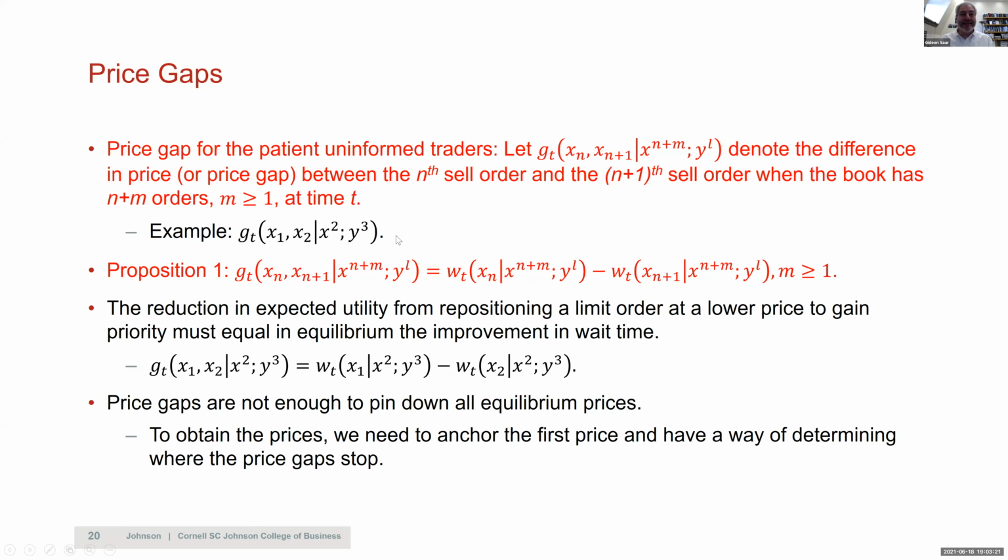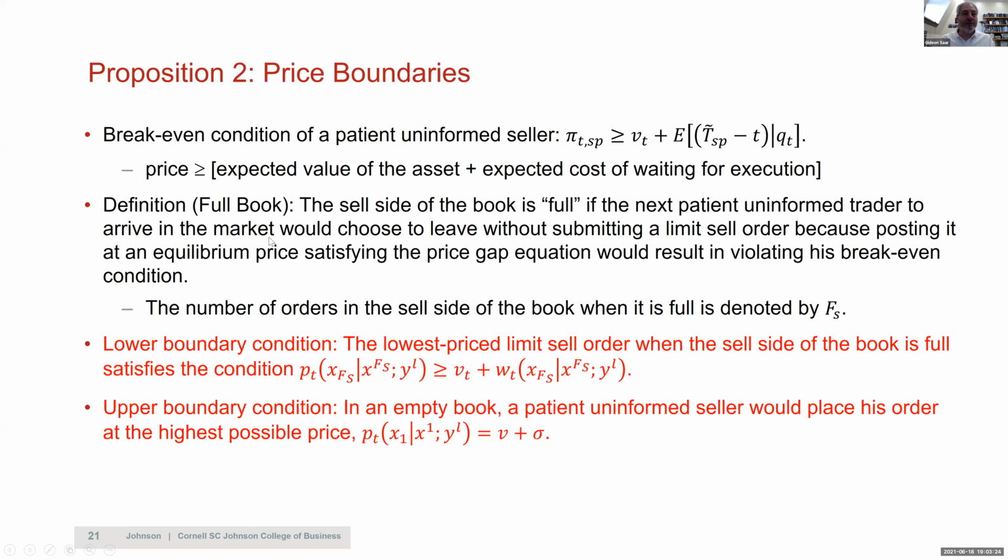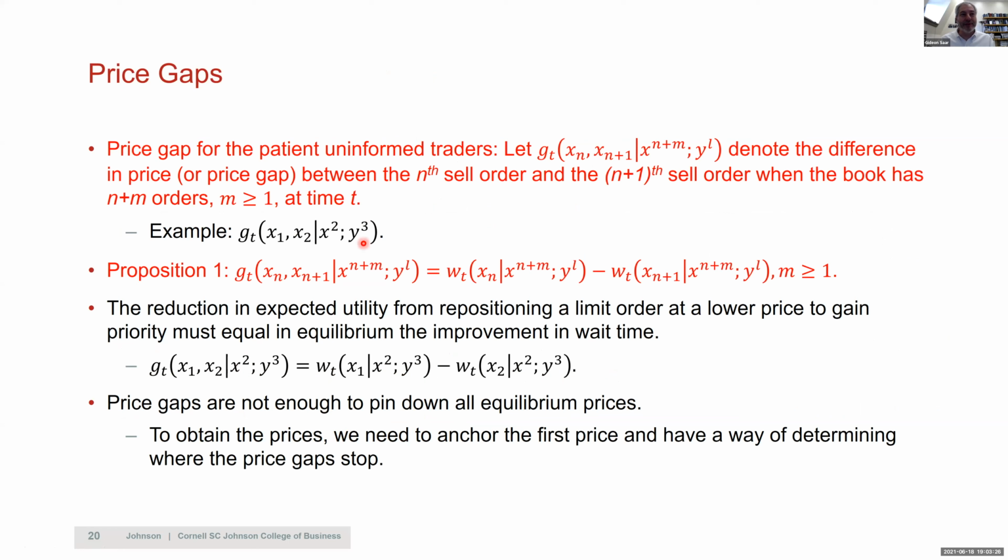More notation. This is actually a pretty ugly notation for a very simple concept. We call it price gap. Price gap is simply the distance between 2 consecutive limit order prices. So this is the price gap between, let's say, the top order on the sell side and the second one, the one just under it. So 2 consecutive orders, given that in the book there are 2 limit orders on the sell side and 3 on the buy side.